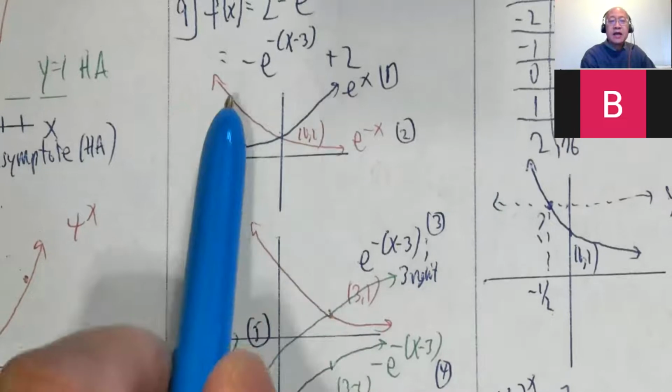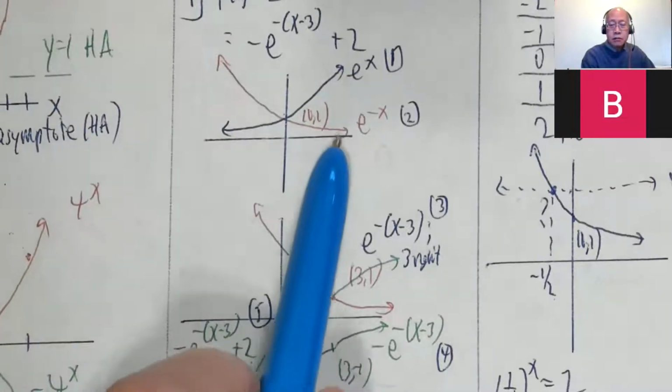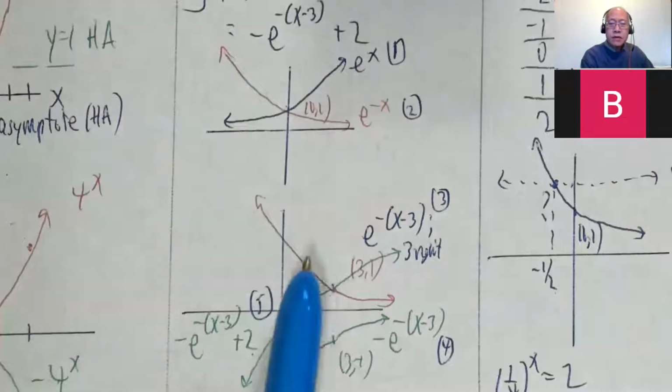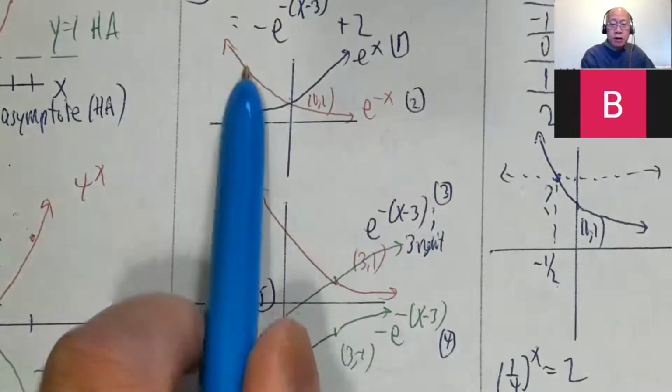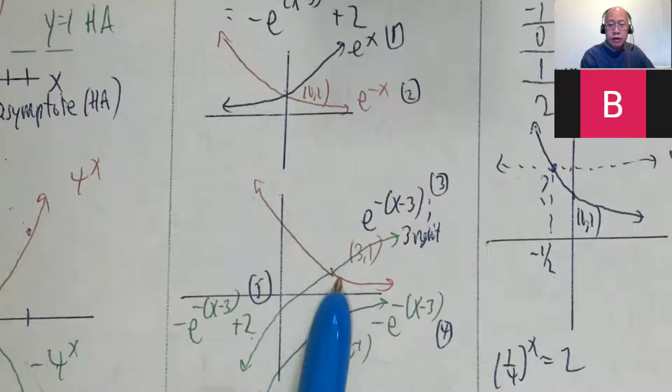Here's e to the x. E to the negative x looks like that. E to the negative parentheses x minus 3 moves this graph 3 to the right. So 3, 1.